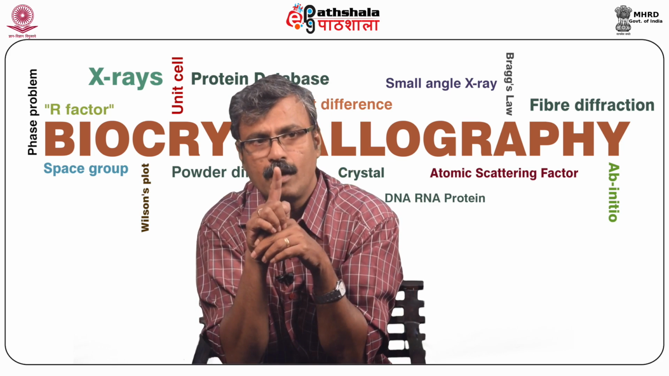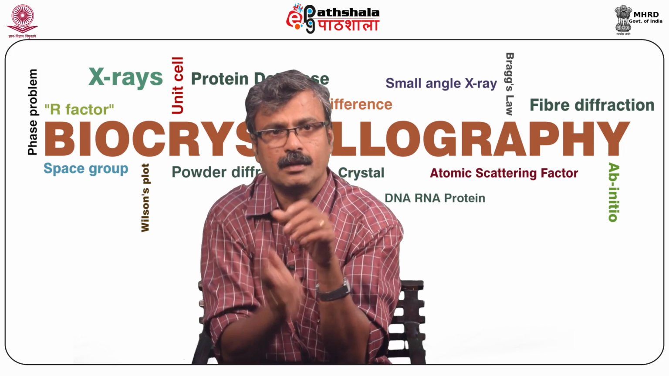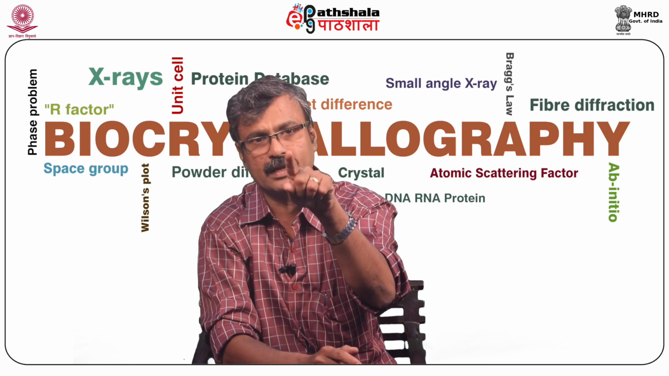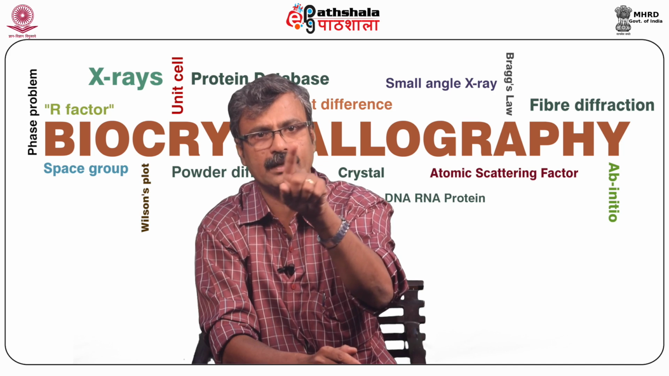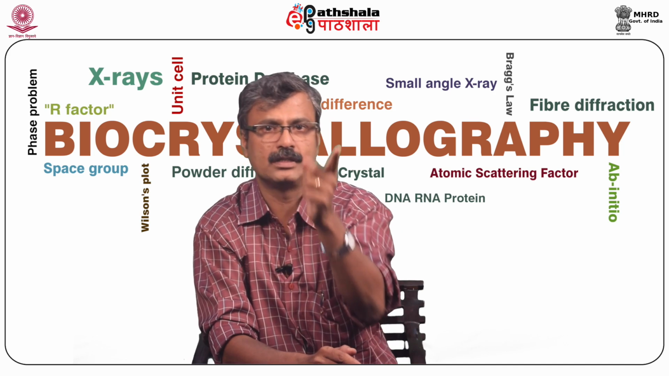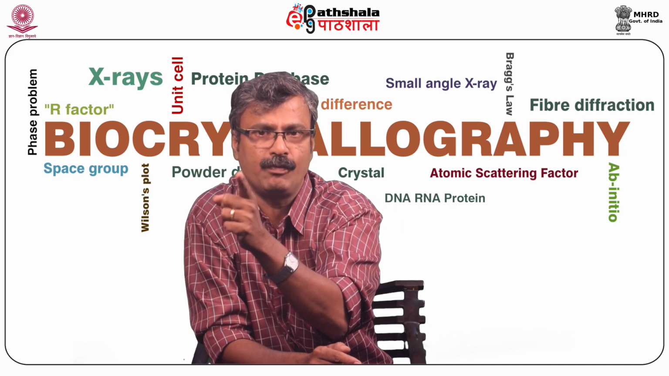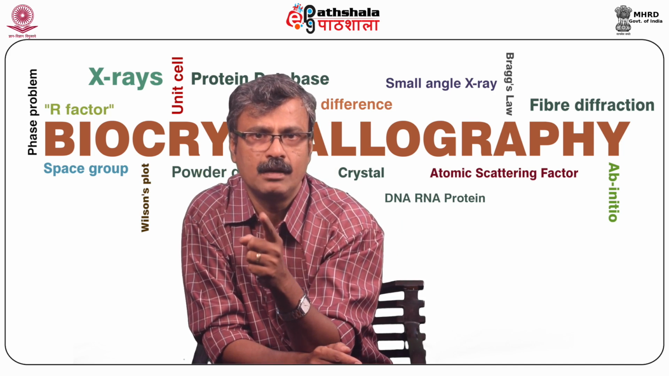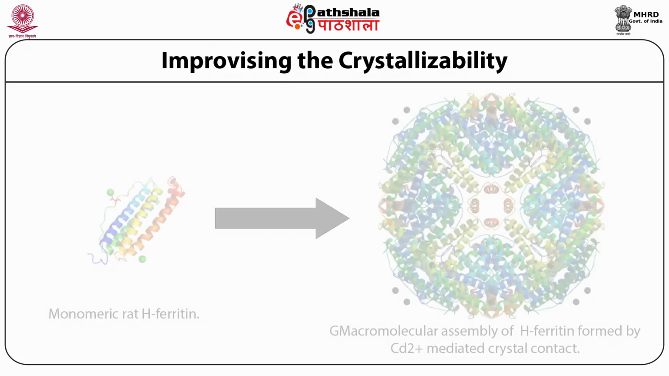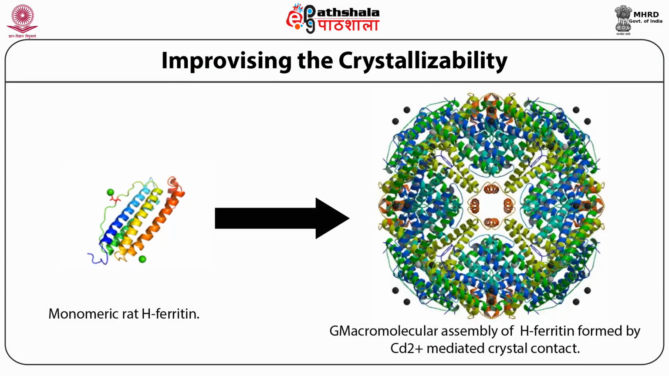This is a monomer of rat ferritin. You can see the Q residue getting coordinated with the metal ion, so it's a complete structure. In this case, it is a macromolecular assembly of L-ferritin formed by Cd2+ mediated crystal contact. We can see here the monomer of rat ferritin making the multimer. This is the crystal structure available.